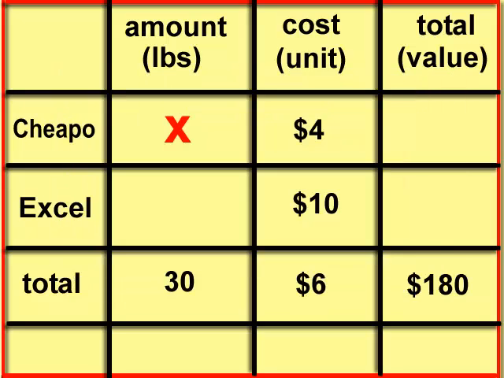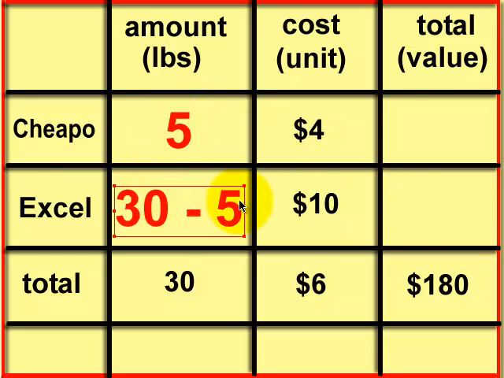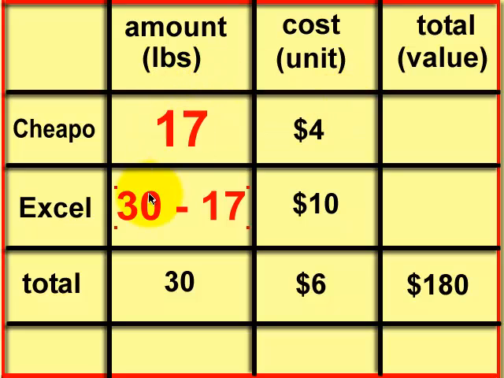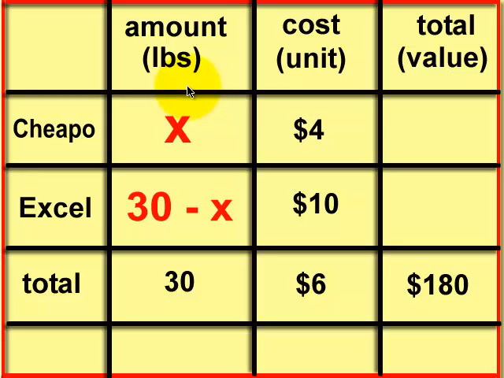So let's pretend we have X pounds of El Cheapo. How much will we have of Excelente? So go back. What did we do when it was 5? We subtracted it from 30. What did we do when it was 17? We subtracted it from 30. So what are we going to do when it's X? We're going to subtract it from 30, okay? That's the pattern I want you guys to develop, okay? So now we know the pounds in the amount measured by a variable.